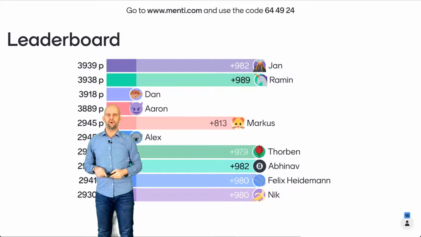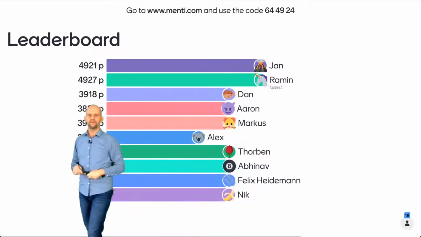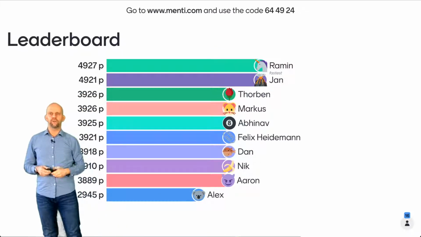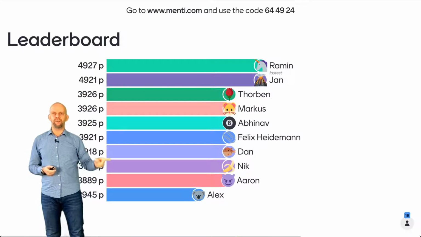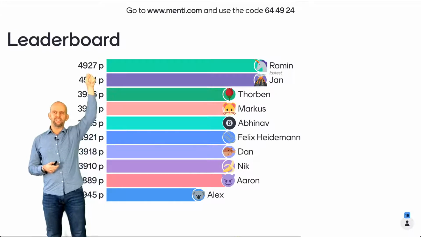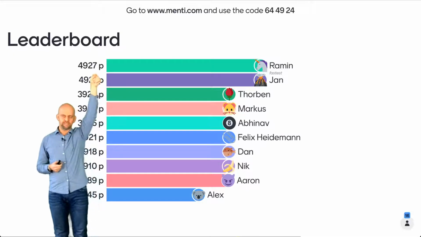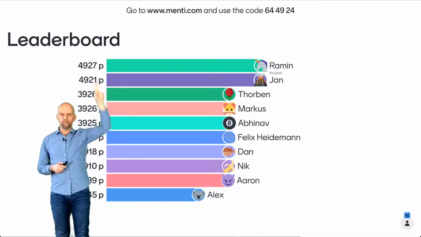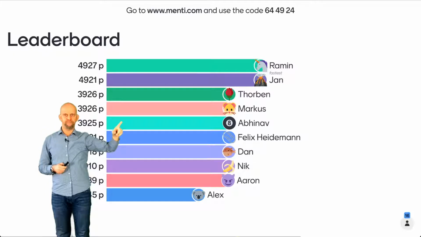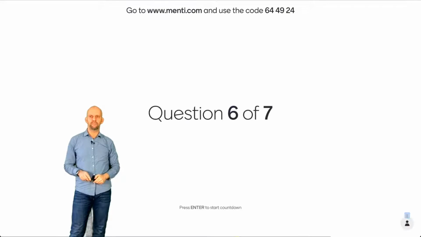Okay, what happens? Oh no, Houston, you have a problem. Oh my goodness. Aaron drops, and Aaron and Dan drop down the rankings, and we have Ramin and Jan still close, tied up ahead, just merely 6 points. We'll see if we need a recount for that. Torben, Markus, Abhinav, Felix, Dan, Nick, and Aaron. But we still got 2 more questions, so we'll see what happens. Number 6.